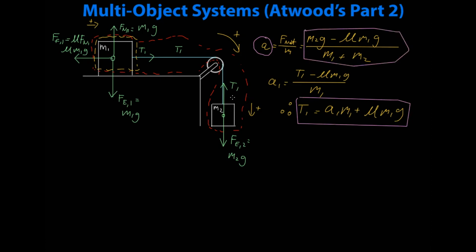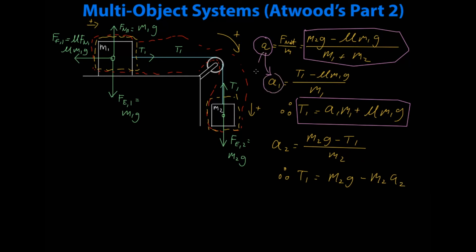To show you, if I wanted to use mass 2, I will isolate mass 2 because it also cuts the tension in half. My acceleration equation, acceleration of mass 2, is F net of mass 2 over mass 2, which is m2g minus T1, because it's negative this time, over mass 2. Therefore, T1 equals m2g minus m2 acceleration. And again, find the acceleration for the system.